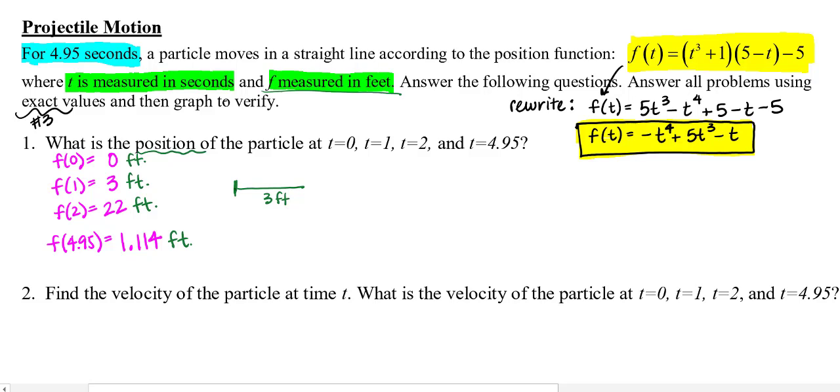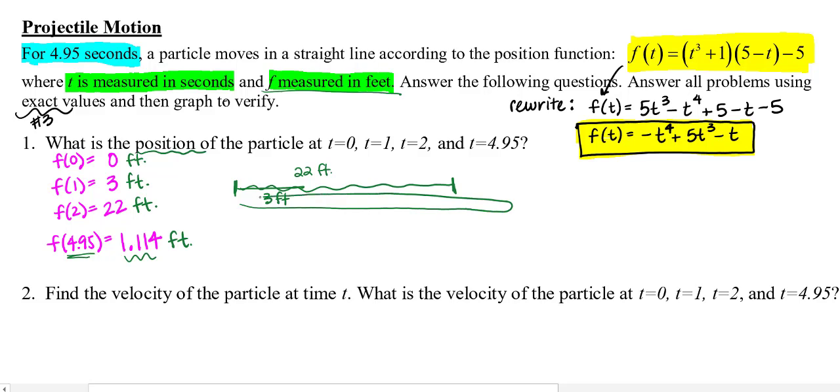Here's kind of my start. And then 2 seconds later, I'm 22 feet away. So now I'm over here. But then at 4.95 seconds, so as time is going on, I'm only 1.114 feet from where I started. So what happened? Well, I went pretty far, maybe even farther than 22, and then I turned around, right? And then at 4.95, I only ended about 1 foot from where I started. So I had to have turned around at some point.